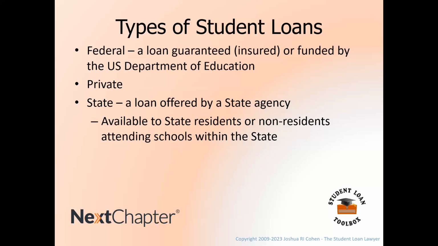It's available to any New Jersey resident, no matter where they go to school, or any non-resident that is attending school in Jersey. So if someone from California goes to Rutgers, they can apply for a New Jersey class loan. If someone from New Jersey goes to UVM, University of Vermont, they can get a New Jersey class loan. So as long as New Jersey is the nexus.